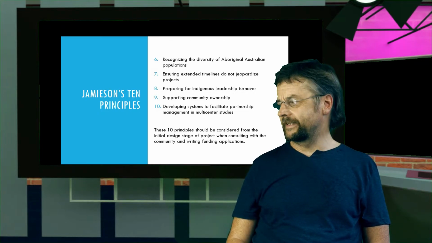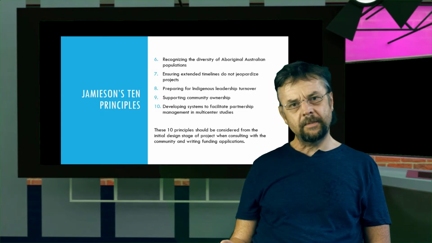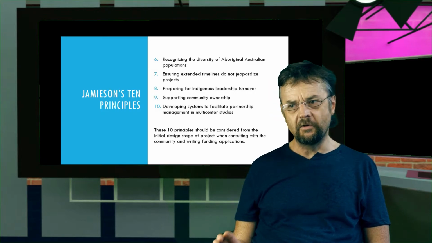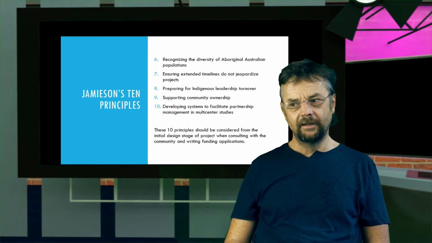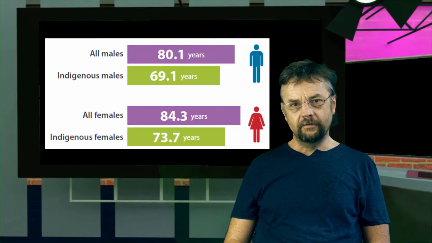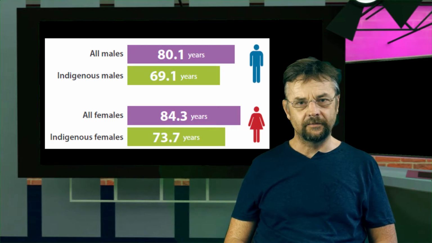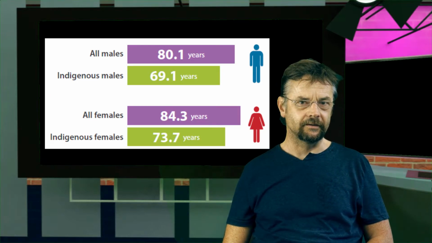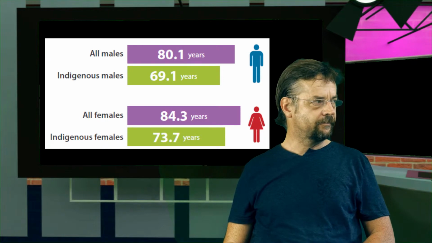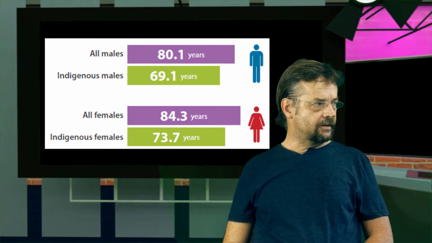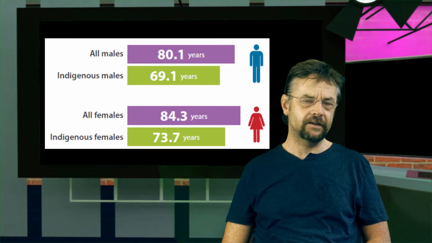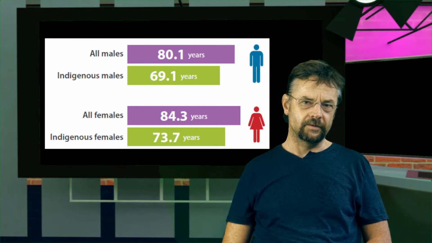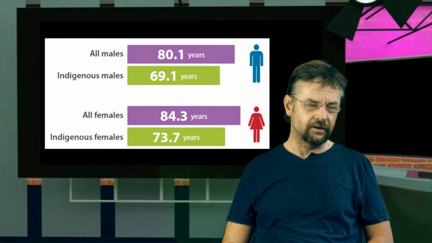Now, the awful thing here is that because life expectancy of Aboriginal people is still so much lower than it is for non-Aboriginal, non-Indigenous people, the truth of it is the leaders can die off before your study's finished. I mean, it's appalling. That's what we're talking about when we're talking about closing the gap. There's a huge gap in life expectancy between Indigenous people and non-Indigenous people. It's a bit of a shocker.